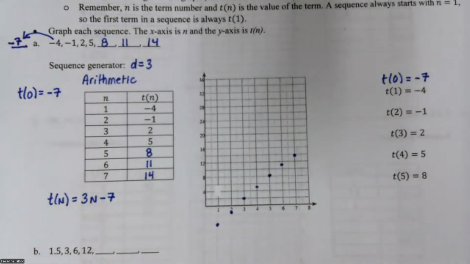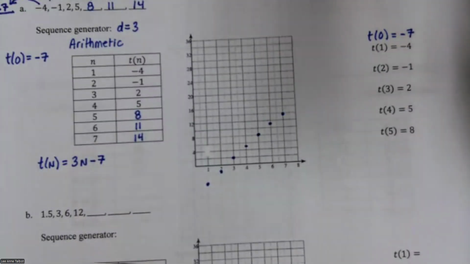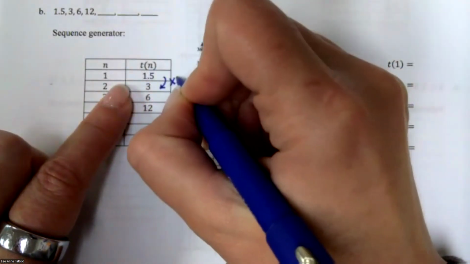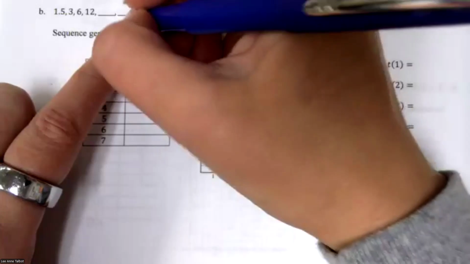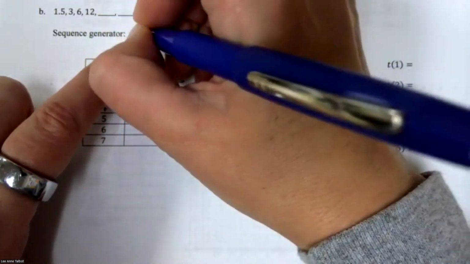Okay, now scroll down to B when you're ready, because we have not done one of these yet. Beautiful. Okay, so first thing you notice is that it's times 2. And what does that mean for us? That means that our sequence generator, the letter for it, is R.